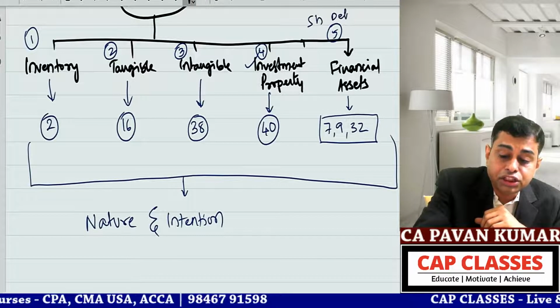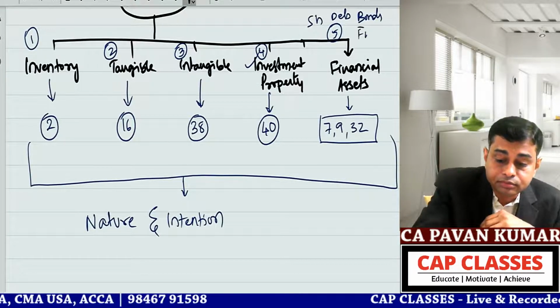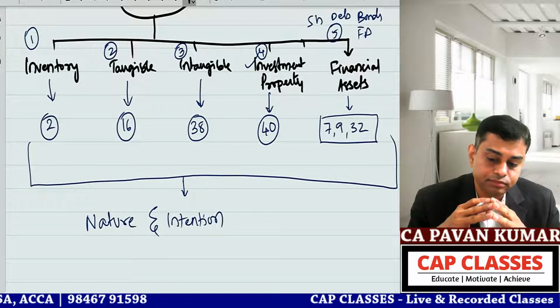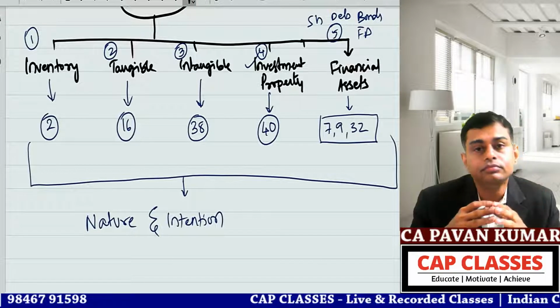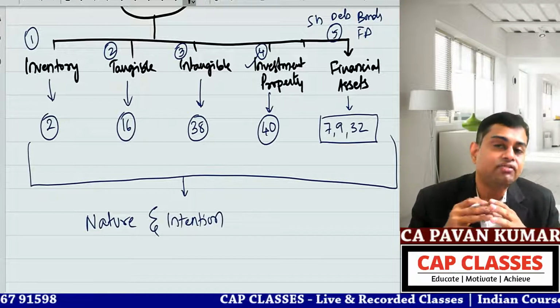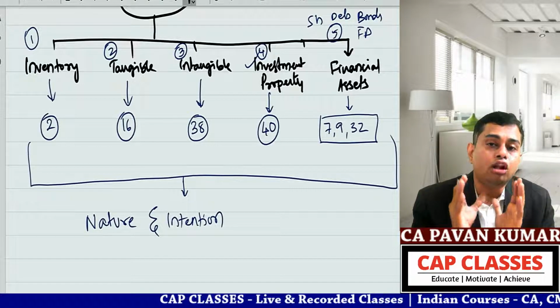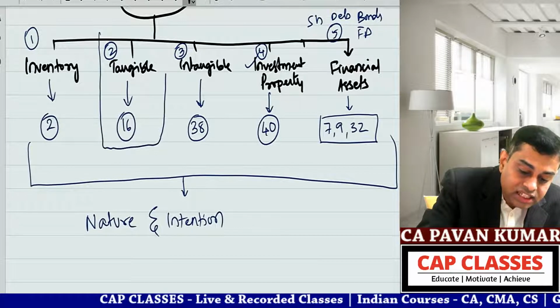Shares, debentures, bonds, fixed deposits, these kinds of things are financial assets. Trade debtors, receivables, bills receivable, loans given, all these things are financial assets. So this is the broad category of all the assets. Today our agenda is to discuss this.